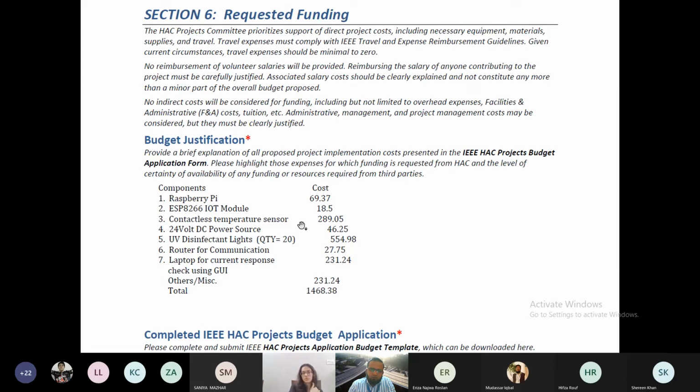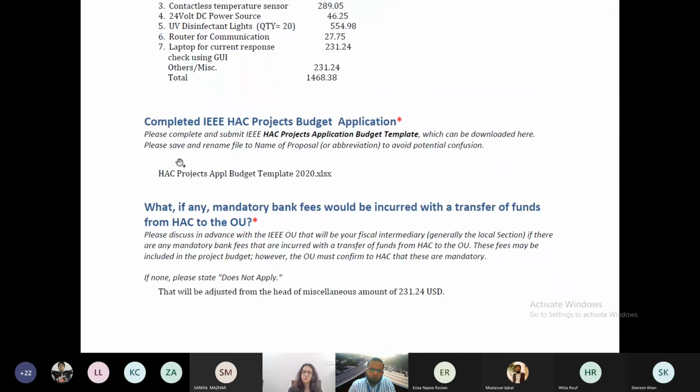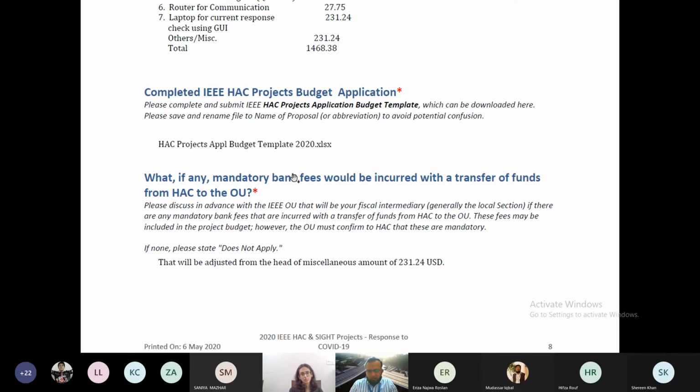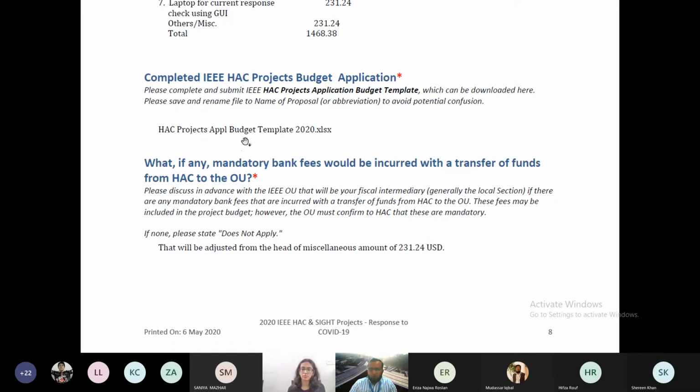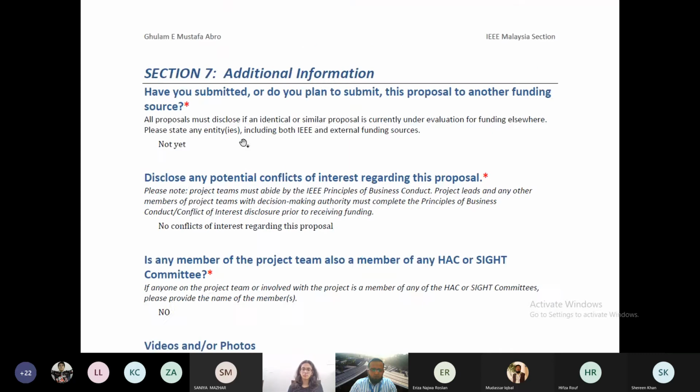And after that, now it's coming towards the HAC project application template actually. So let me just, okay, I'll come up to the slides and show you this template. This file is actually an Excel sheet which you have to fill. So later on I'll share this Excel sheet with you.